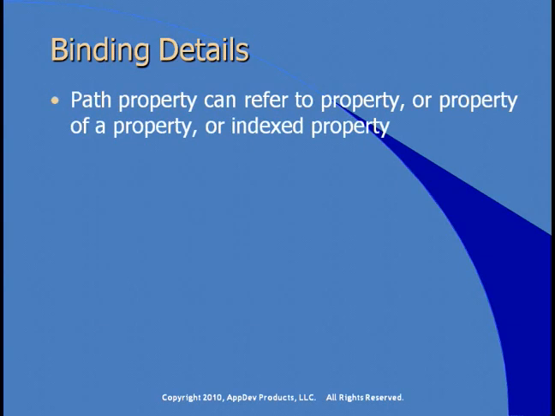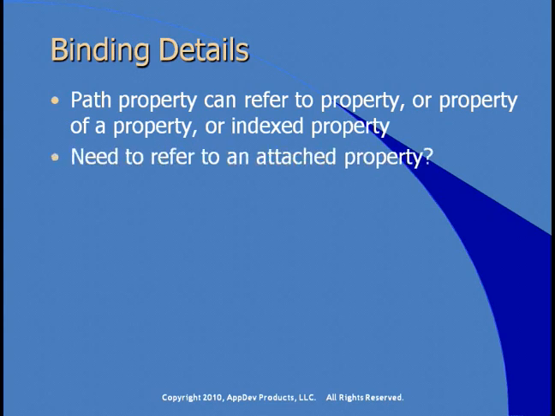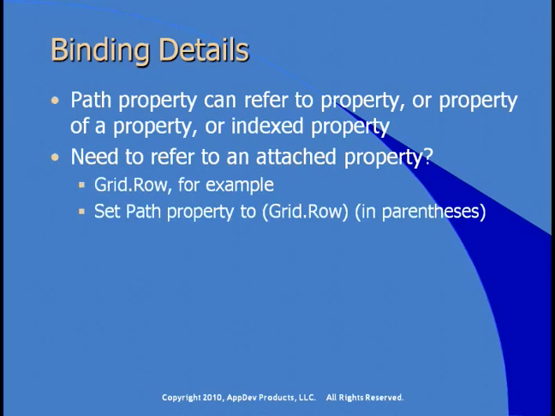The path property can refer to a property, or a property of a property, or even an indexed property. If you need to refer to an attached property like grid.row, in that case, you'll set the path property to grid.row in parentheses. The reason for that, of course, is that property doesn't really exist on the element name you've specified. It exists elsewhere, and the parentheses indicate that it needs to go look elsewhere for the value of that property.